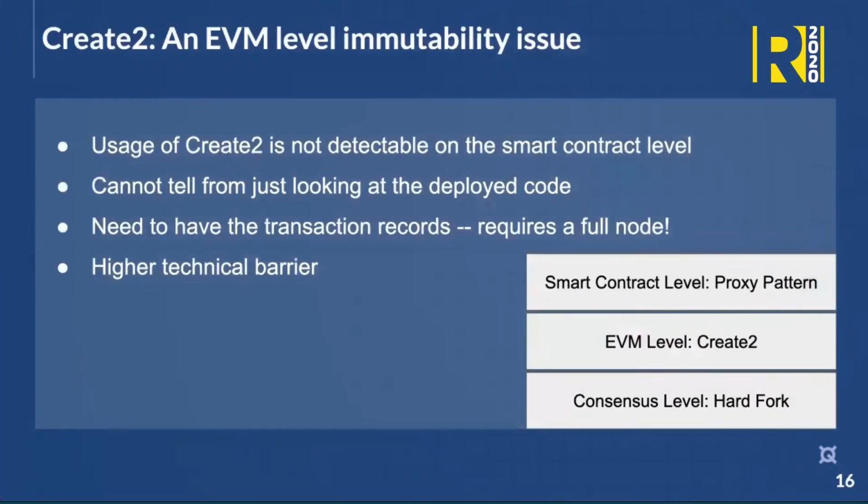Okay. So this is our view of this. Usage of CREATE2 is not detectable on the smart contract level, right? If you just look at the smart contract, it looks totally fine. You cannot tell just by looking at the deployed code either. You have to have the transaction records, and look at how it was deployed, whether it was create or CREATE2, right?